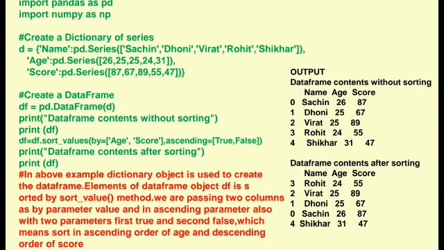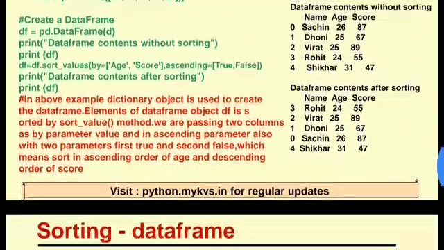Now both the parameters we pass because we are using two columns, so we are passing two parameters, first true and second false, which means what? Sort in ascending order of age and descending order of score. So we got the output according to this sorting.